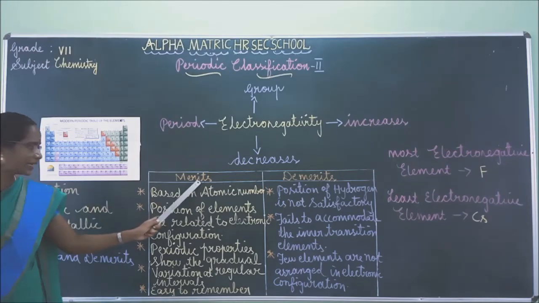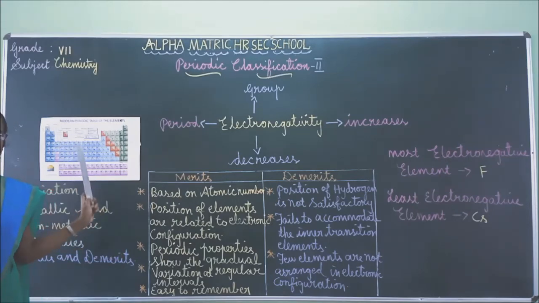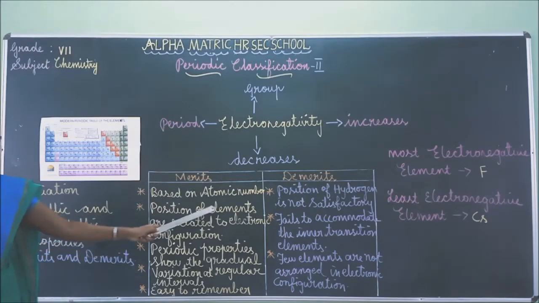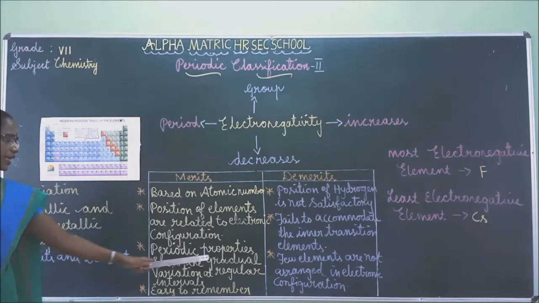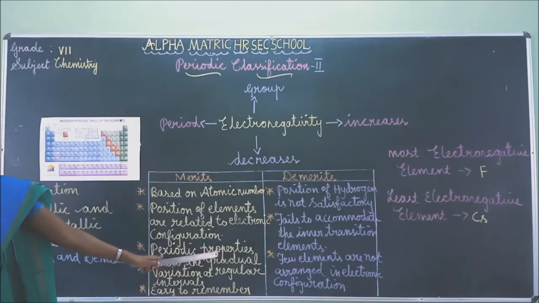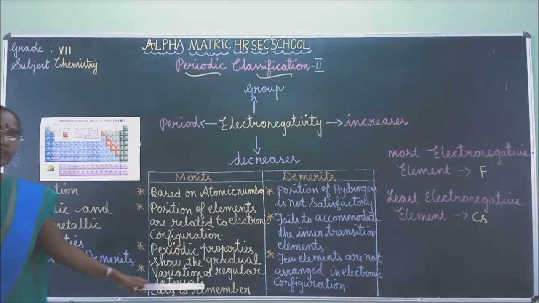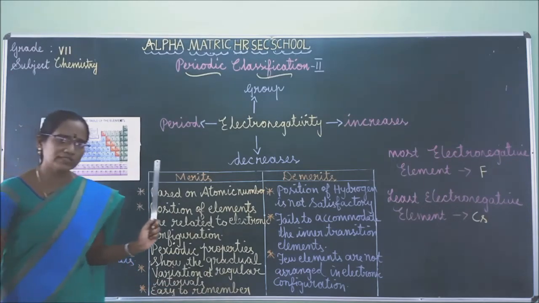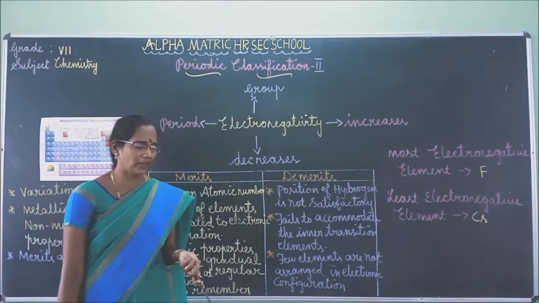Okay, so what are the merits? All the elements are positioned here based on increasing atomic number. Next, position of elements is related to electronic configuration. And the periodic properties show gradual variation at regular intervals. Next, it is very easy to understand, and we can easily remember the elements also because we are using symbols, and based on the atomic number we can easily understand the elements.